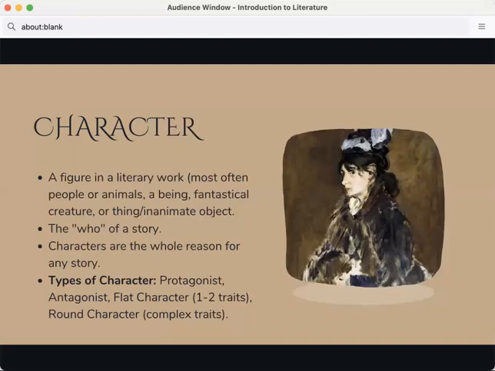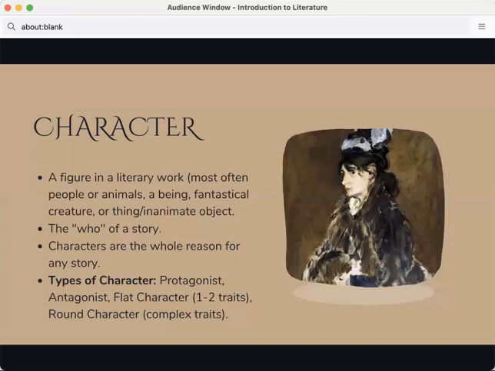Some characters can be dynamic and will change over the course of a story, while other characters are mostly static and do not grow or change as a result of the action in the story. There are many different types of characters that you can find in literary works, and each character serves a different function. In general, we have two types of character. The first one is the protagonist, and the second one is the antagonist.